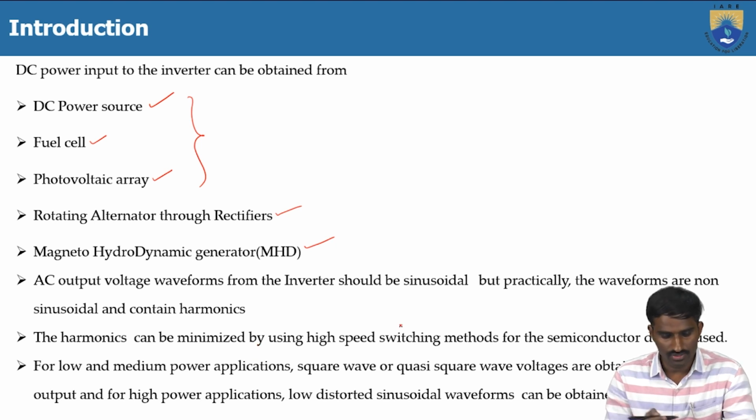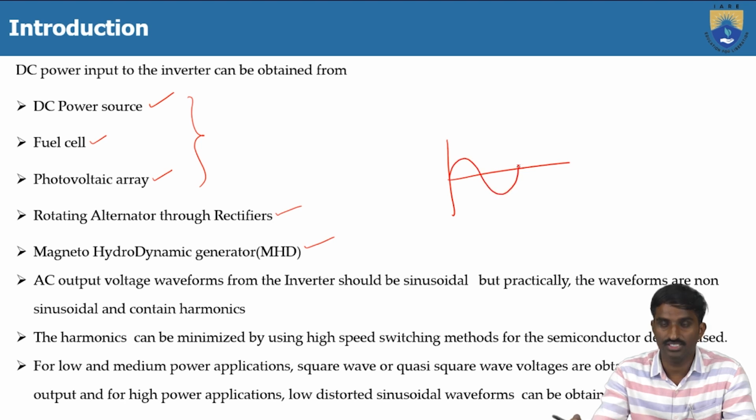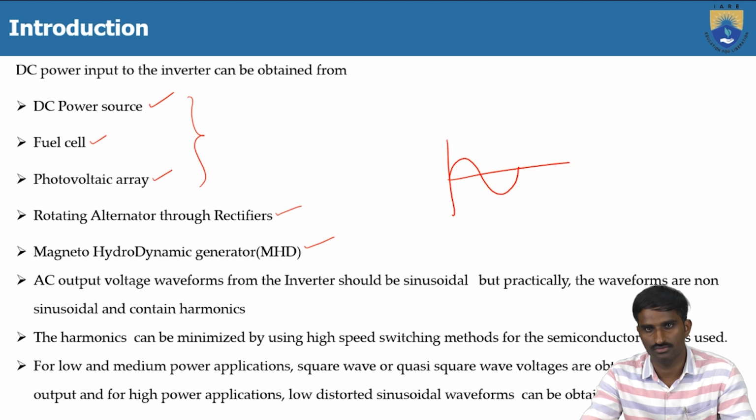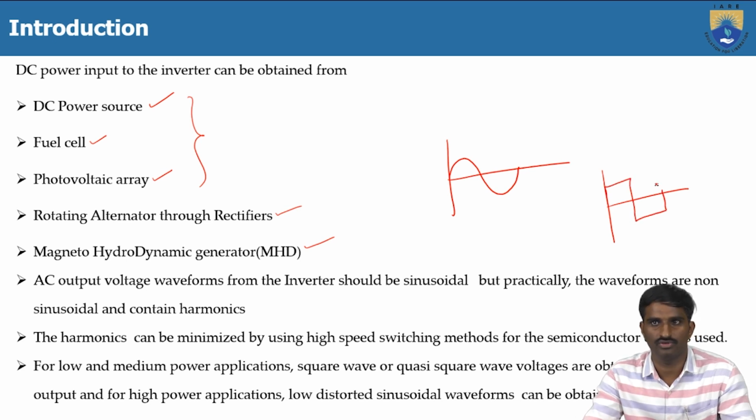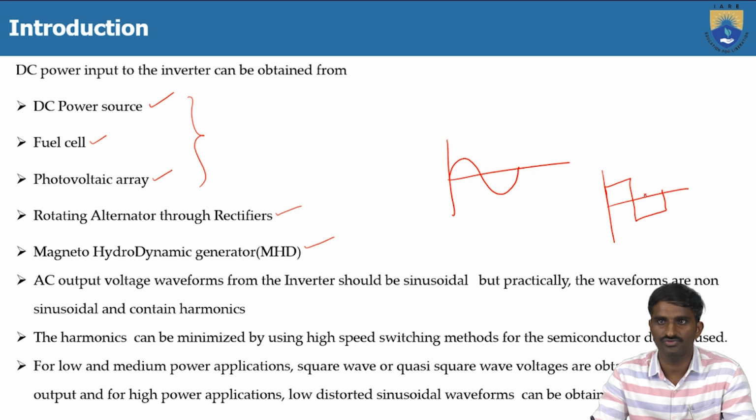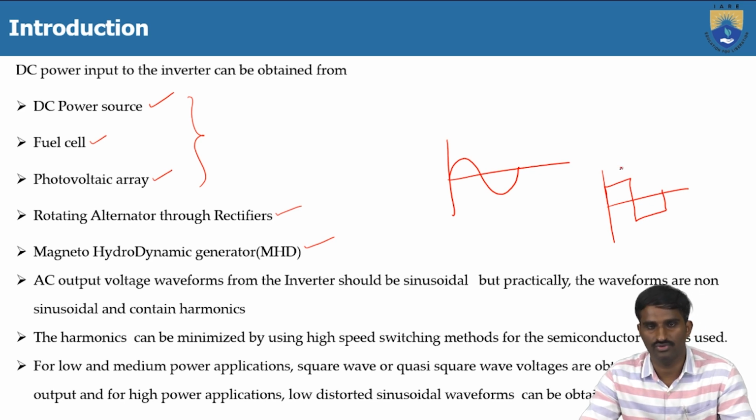Actually, as we know, the pure AC waveform is generally sinusoidal, which means the output of the inverter is AC, so it should be sinusoidal. But practically the waveforms are not sinusoidal because they contain some harmonics. Because of the harmonics, sometimes you may get a square waveform. Because of some harmonics present in this waveform we are not getting the pure sine wave. Instead of this we are getting a square wave.